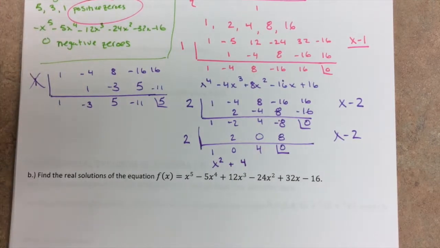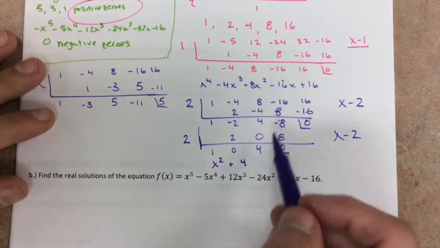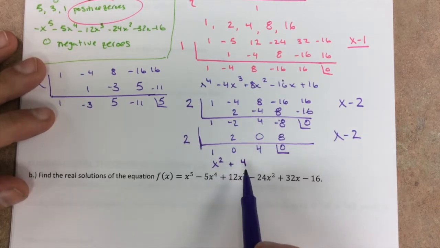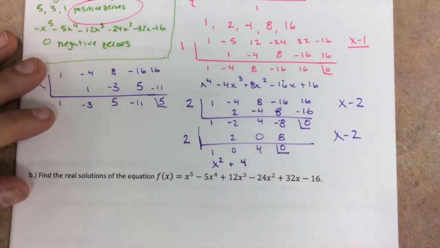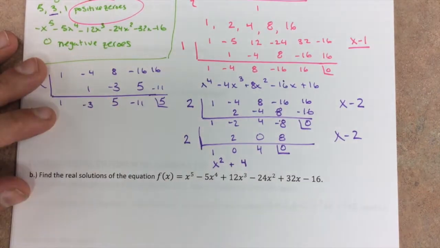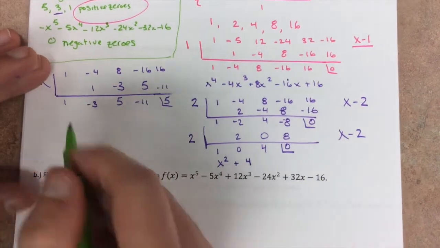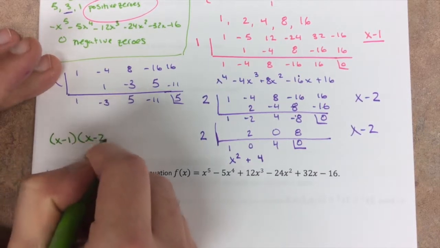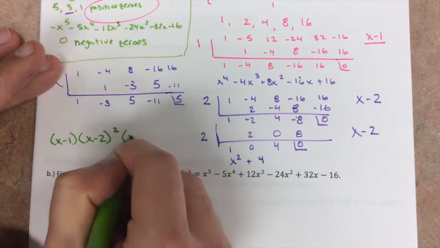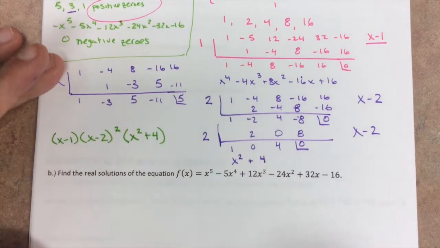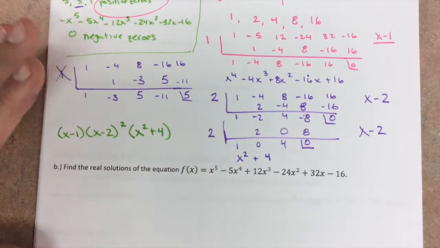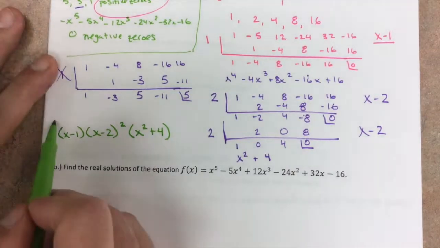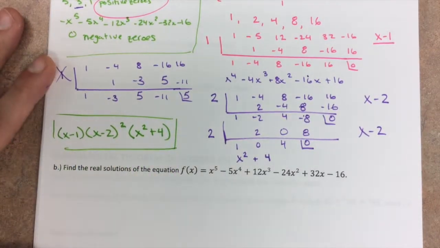Well, x squared plus 4 is unfactorable because it's not a difference of 2 squares. So we have 3 positive zeros, and the factors of this whole polynomial would be x minus 1, x minus 2 squared, and then x squared plus 4. This is unfactorable. So this is our solution.